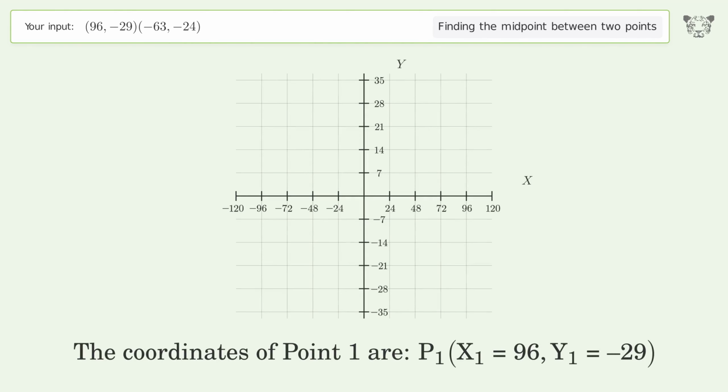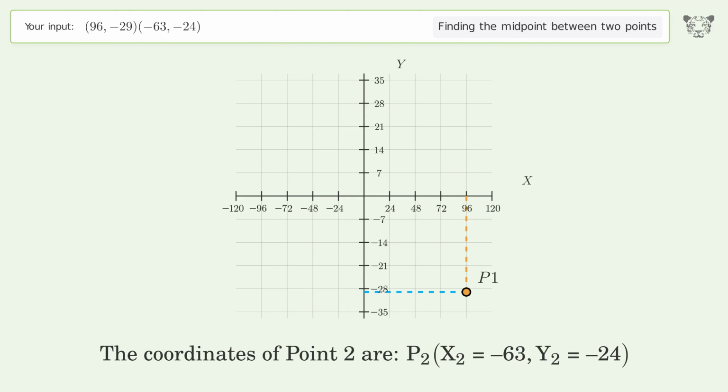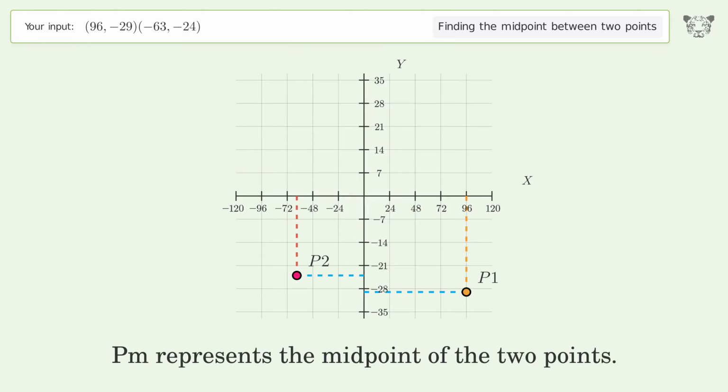The coordinates of point 1 are x1 equals 96, y1 equals negative 29. The coordinates of point 2 are x2 equals negative 63, y2 equals negative 24. PM represents the midpoint of the 2 points.